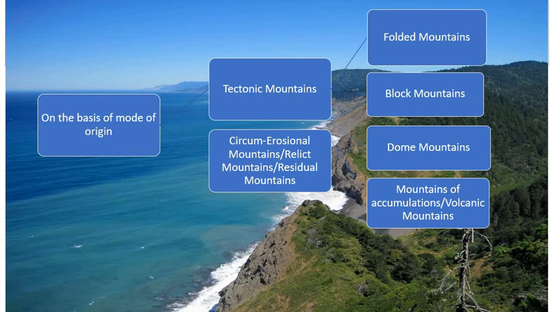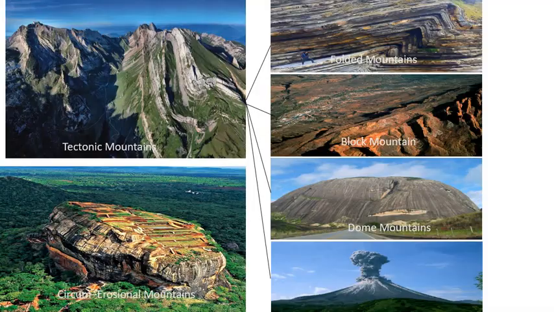And now here are some pictures of the different kinds of mountains based upon their mode of origin. The first one is tectonic and circumerosional mountains. Tectonic mountains are further divided into folded mountain, block mountain, dome mountain, and volcanic mountain.